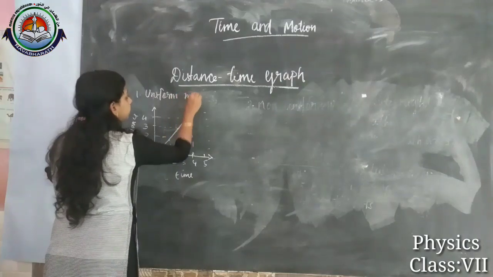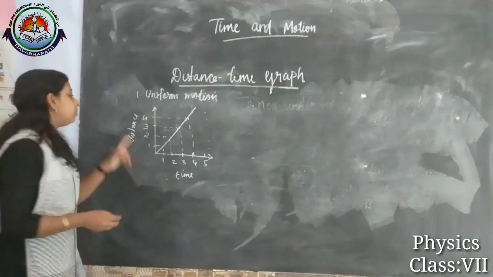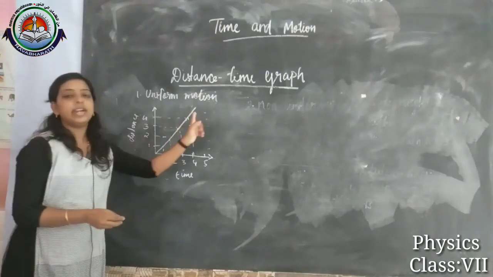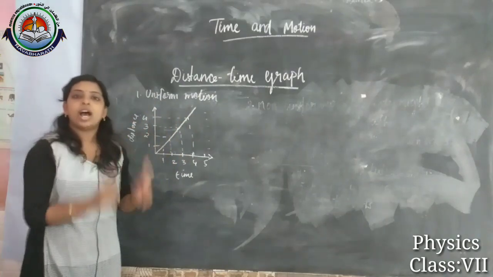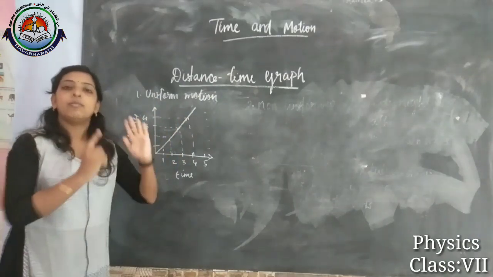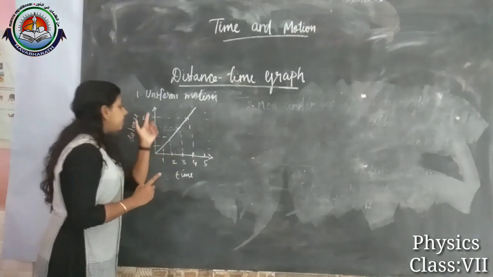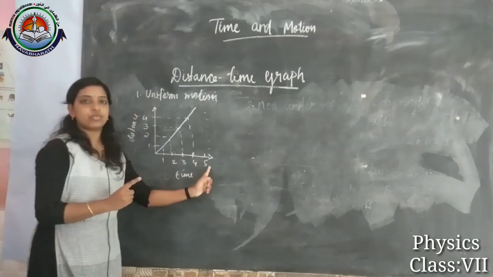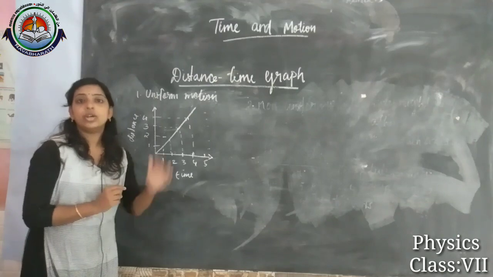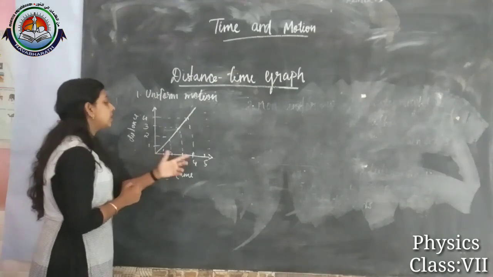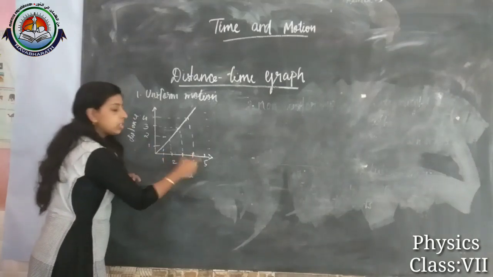Uniform motion. Okay. In the case of uniform motion, we will get a distance time graph in a straight line. That means when we are discussing uniform motion, I told you that if an object covers equal distance in equal intervals of time, then we can say that it is uniform motion. Here also you can see equal time interval, equal distance.